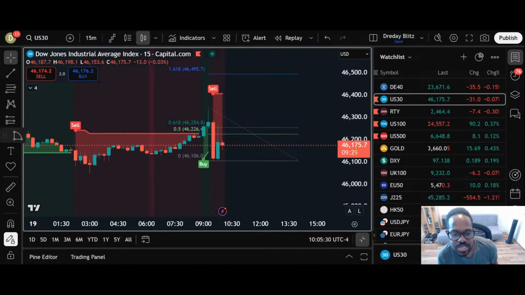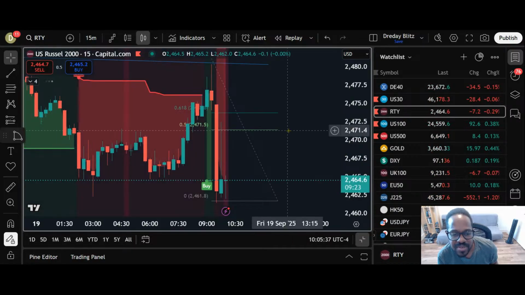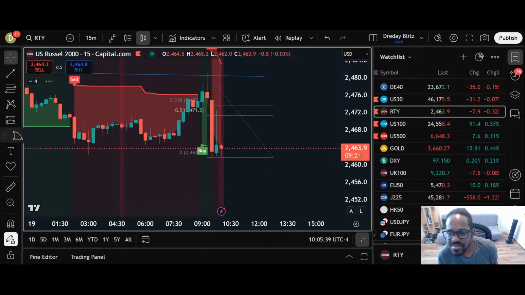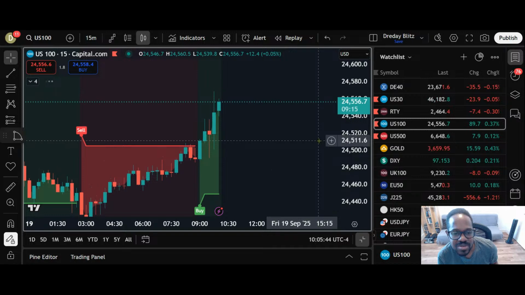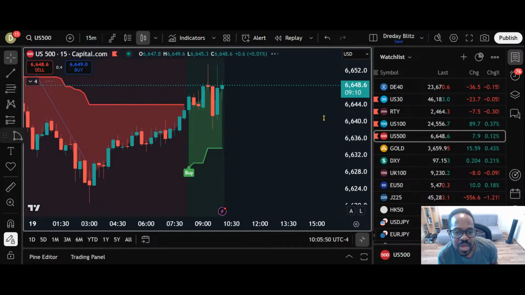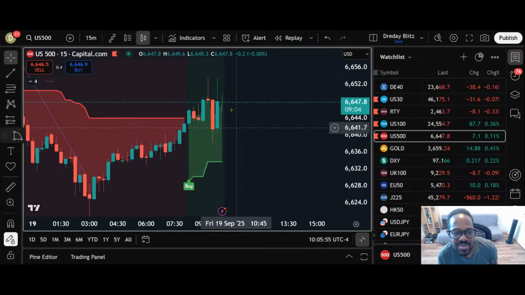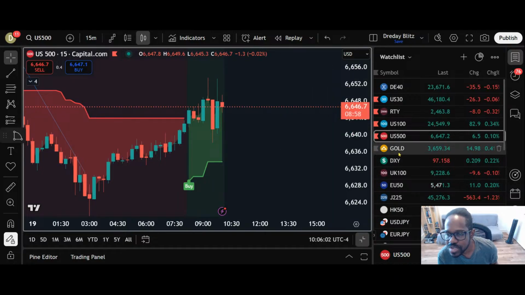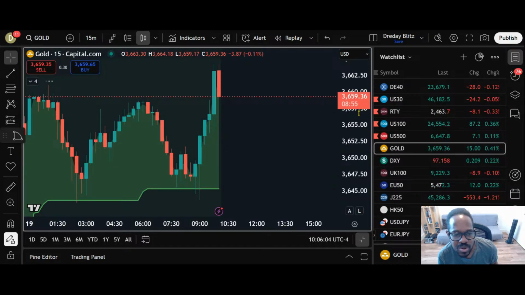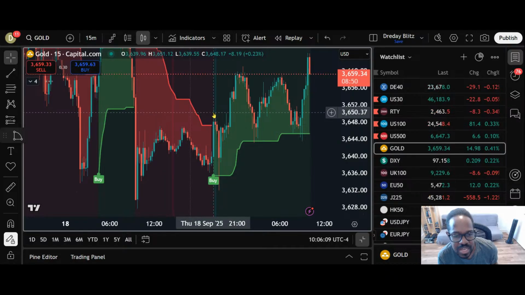We had a US 30 for sell, so we already analyzed this. We have Russell 2000 for sell. We have Nasdaq for buy, and this one is going strong to the upside. And we have S&P 500 for buy. S&P 500 started to break down a little bit, and now it's going back up a little bit. Fortunately, we didn't have any gold setups here, but gold was bullish from way back in the Asian session.